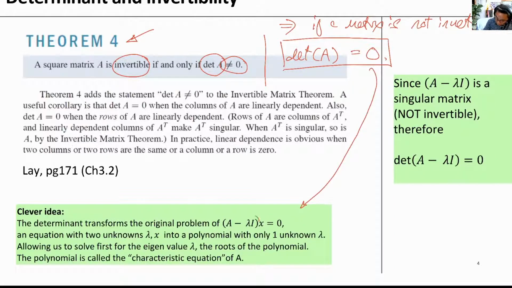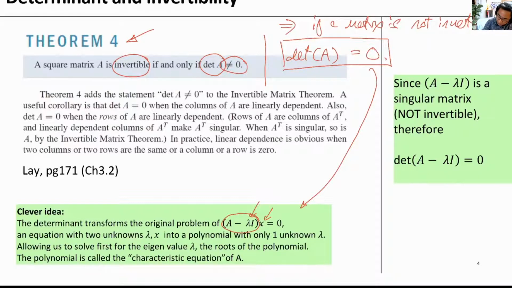Now we're going to use this property explicitly to help us solve the eigenvalue problem in A minus lambda I. As I've pointed out, to solve A minus lambda I times x equals 0 requires us to know lambda and x. There are two unknowns, and we have to find one unknown, then we can solve the other. But since we have two unknowns, we cannot solve for it.